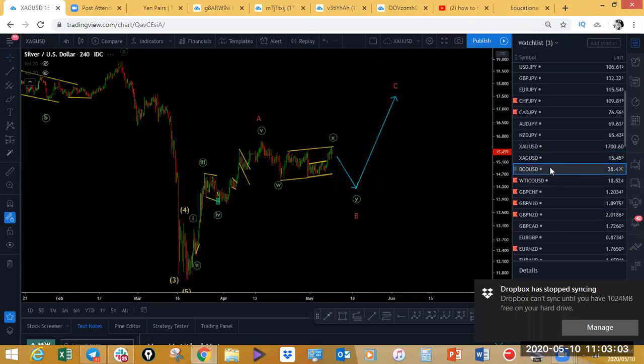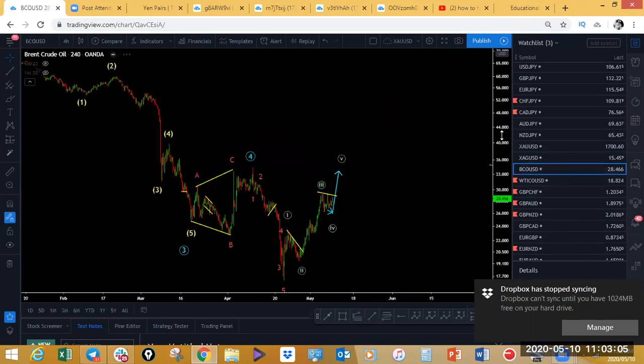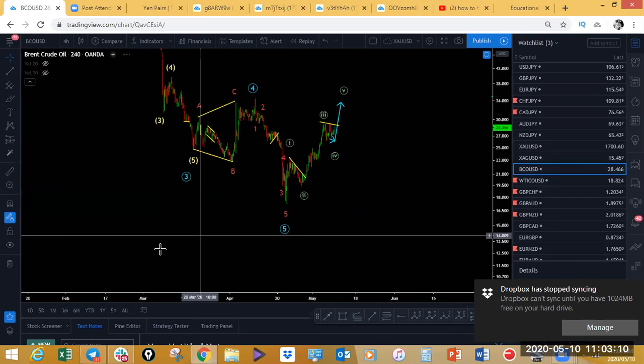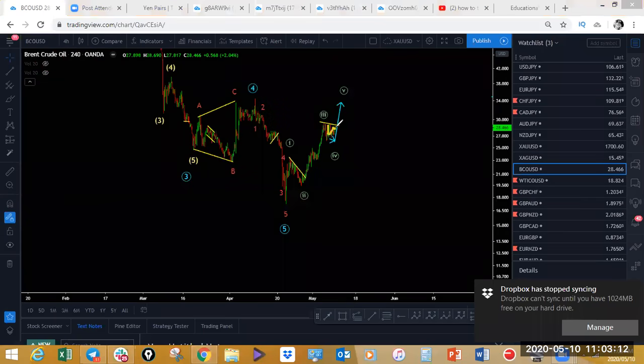Brent crude oil. It's making a bounce in 5 waves. This is what we showed last week, that we're coming up in 5 waves. We're correcting here in wave 4. We'll be looking for this to push up for a wave 5. Only then we'll expect a bigger corrective structure to the 38 or 50% of this whole move. Okay, simple.